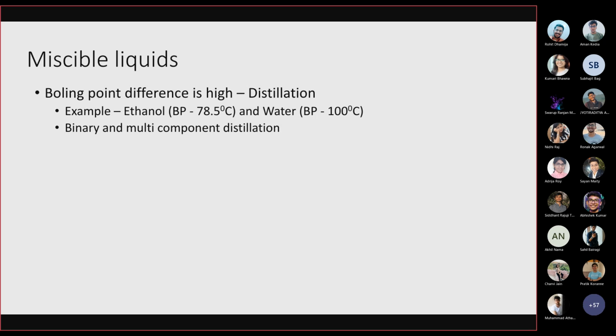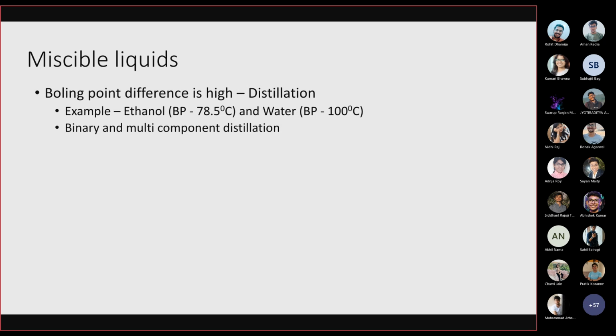So if the boiling point difference is high, the most preferred method to separate miscible liquids is distillation. For example, we have ethanol and we have water. Ethanol boiling point is 78.5 and water boiling point is 100 degrees centigrade. The difference is more than 20 degrees centigrade. So it will be easy to separate these two liquids with the help of distillation.